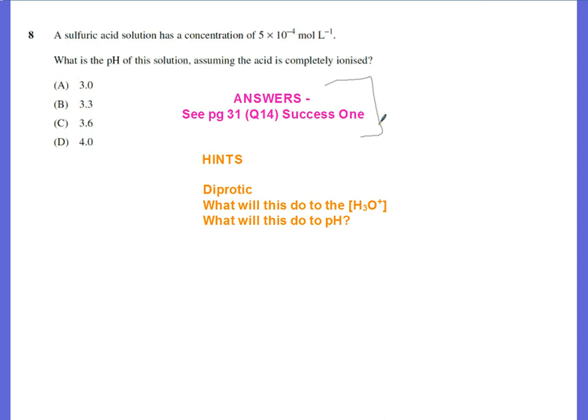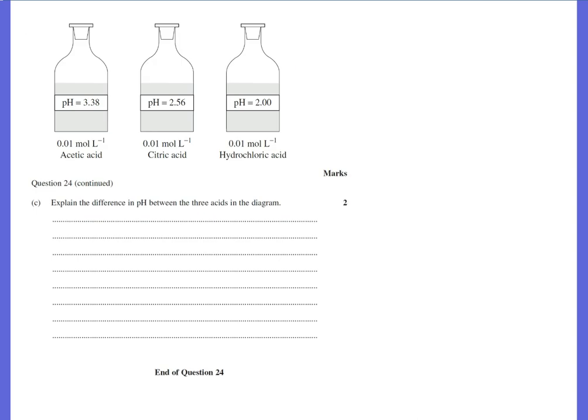If you're stuck though, here's some hints. First of all, don't forget that sulfuric acid is diprotic. What's that going to do to the hydronium ion concentration? And therefore, what's that going to do to the pH? Let's have a look at the next question now. The next question, let's have a quick read of it.